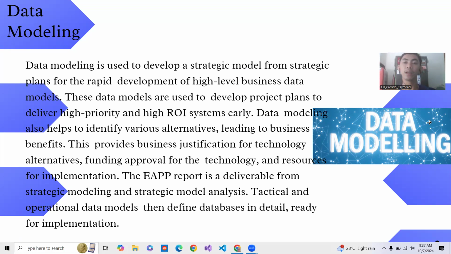So, the EAPP report is a deliverable from strategic modeling and strategic model analysis. Tactical and operational data models then define the database in detail.